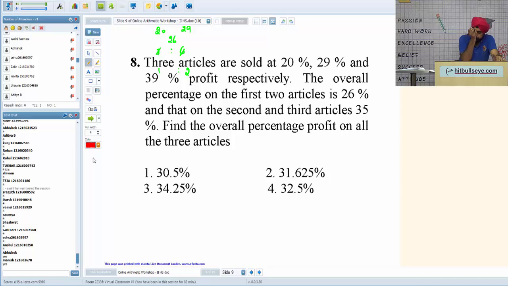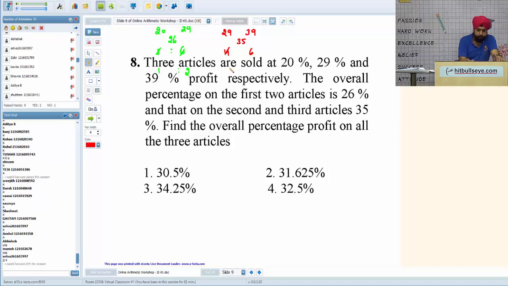Similarly, if you take the second and third, they are sold at 29 and 39. Overall there is 35%, students. So it is 4, 6. The ratio comes out to be 2:3.